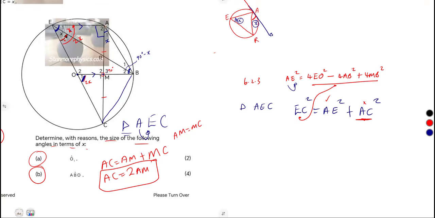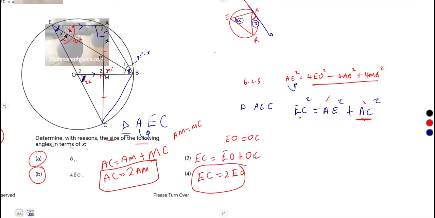EC, we do not have EC here. Let's find something equivalent to that EC. From E to C, it's a combination of what? These two. From E to O and from O to C. But remember, from E to O, it is the same as what? It is the same as from O to C. These two, they are the same. So EC, you can write in terms of EO as what? 2 times EO. So we have replaced this.